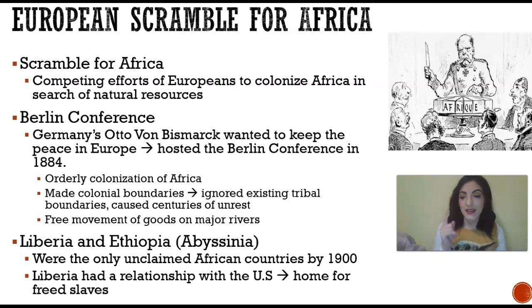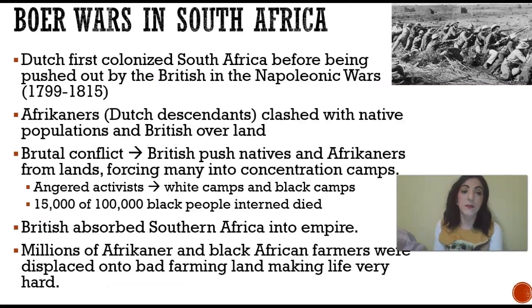Liberia and Ethiopia, yes, it was called Abyssinia, were the only unclaimed African countries by 1900, like I told you on that map. The only two territories that were white on the map, ironically, were controlled by Africans. Liberia had a relationship with the United States because it became a home for freed slaves. So slaves that had previously been taken during the Atlantic slave trade made their way back home to Liberia on the West African coast.